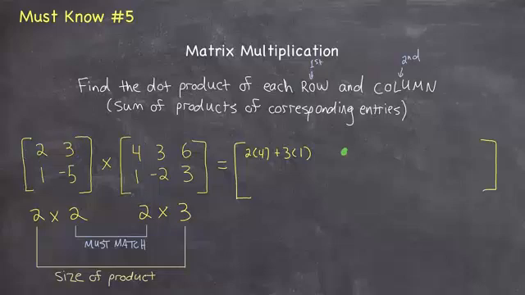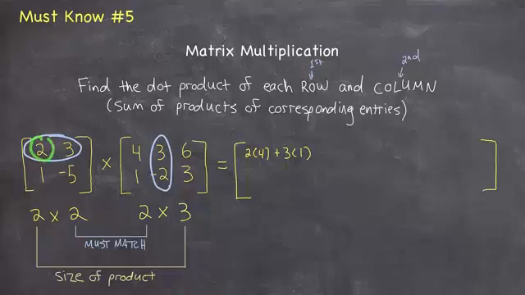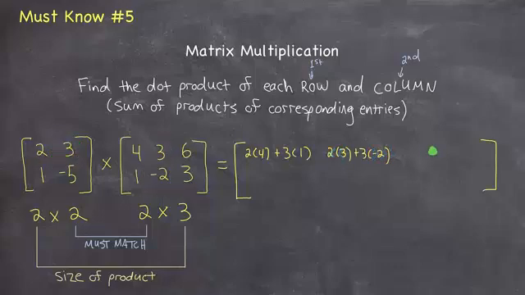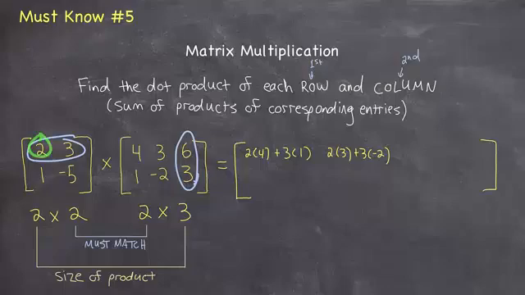To get the entry in row 1, column 2, I'll use row 1 of my first matrix and column 2 of my second matrix. And then find the sum of the products of their corresponding entries. 2 times 3 plus 3 times negative 2. And then row 1, column 3, use row 1 of the first matrix, column 3 of the second matrix, and then find the dot product of their corresponding entries. 2 times 6 plus 3 times 3.